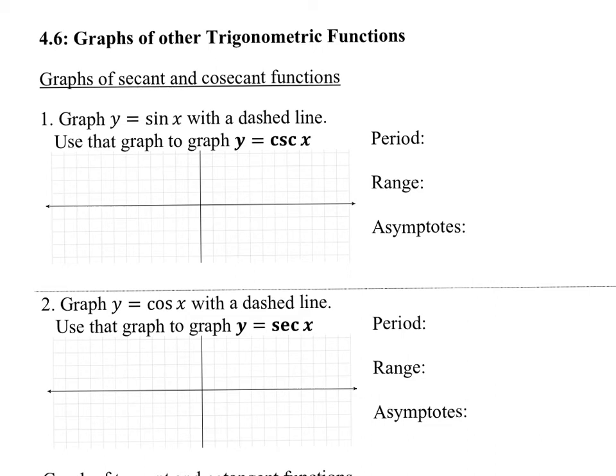In section 4.6, we're going to graph the other trigonometric functions, which really is cosecant, secant, tangent, and cotangent. Okay, so for the first one, we're going to graph cosecant, and we're going to use what we know about the graph of sine x to graph cosecant of x.